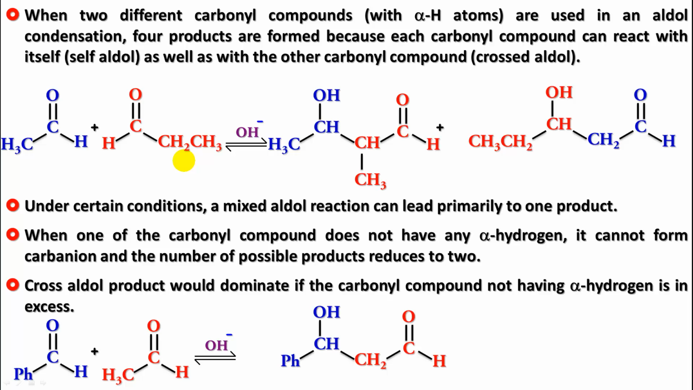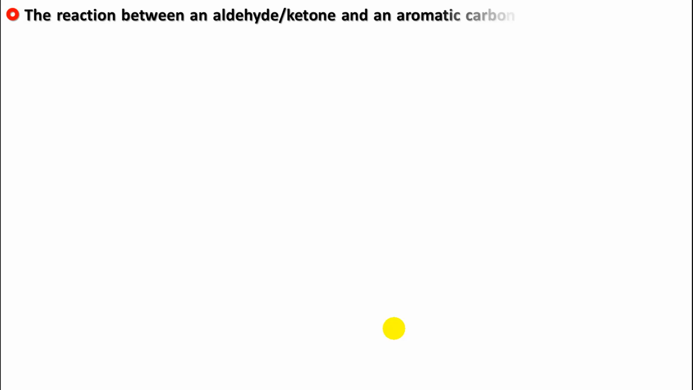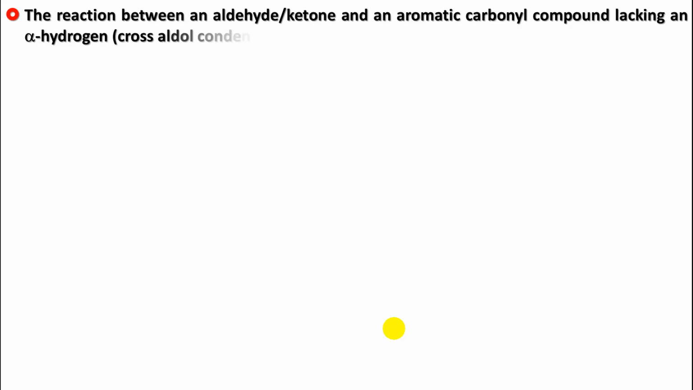All right. Now, in those reactions in which I have an aldehyde or a ketone and an aromatic carbonyl compound, in which one of them lacks an alpha hydrogen, and we do the cross aldol, something like this given reaction, we call it the Claisen-Schmidt condensation. So the reaction between an aldehyde or ketone and an aromatic carbonyl compound lacking an alpha H is called a Claisen-Schmidt condensation.